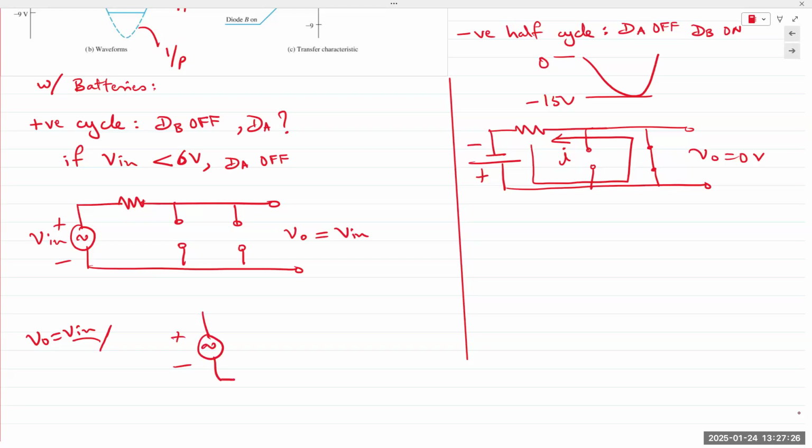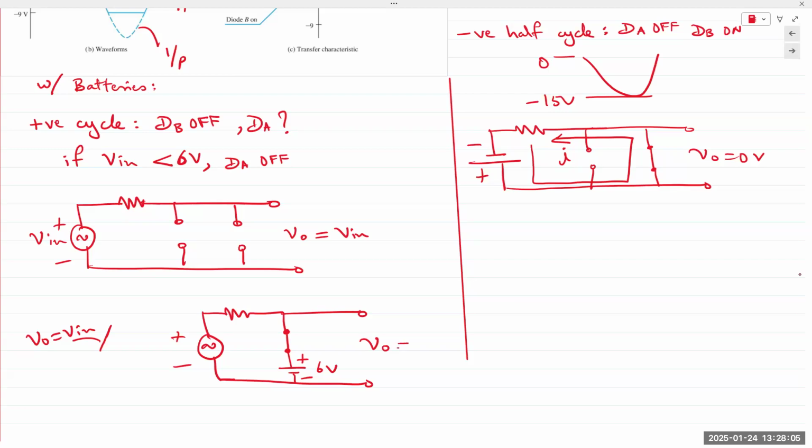If V in goes higher, the diode turns on, and what is V out? V out is measured between those two nodes. What is connected between those two nodes? And so V out goes to 6 volts. A constant flat line of 6 volts.